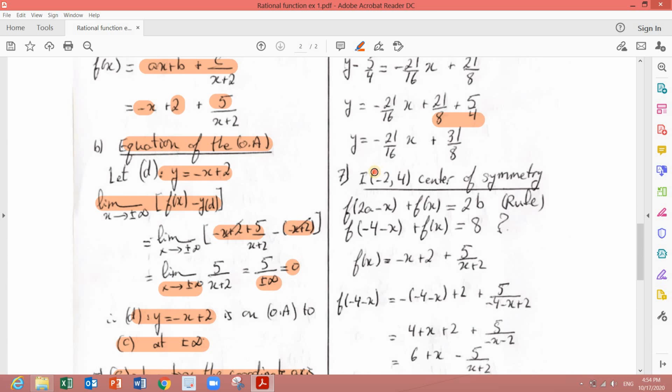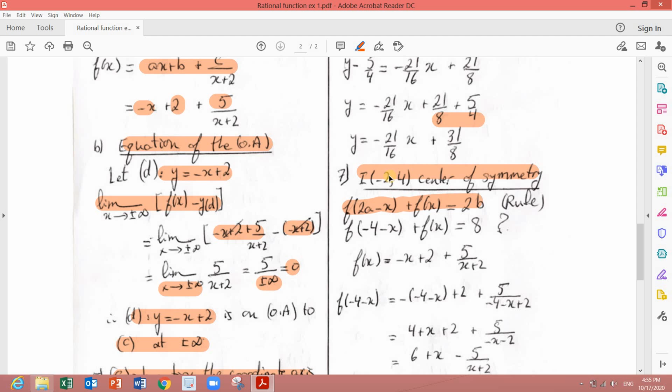Now part 7, we are going to show that I(minus 2, 4) is a center of symmetry. As a rule we took last year, to prove a center of symmetry, we are going to verify that f of 2a minus x plus f of x equals 2b. Here a is minus 2, and b is 4.